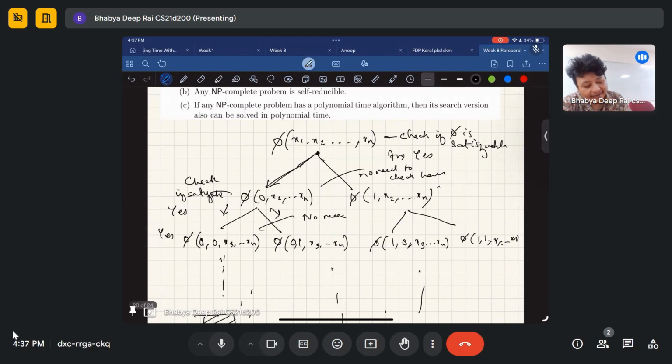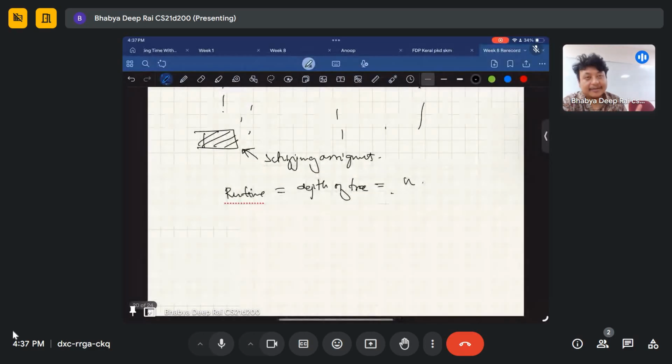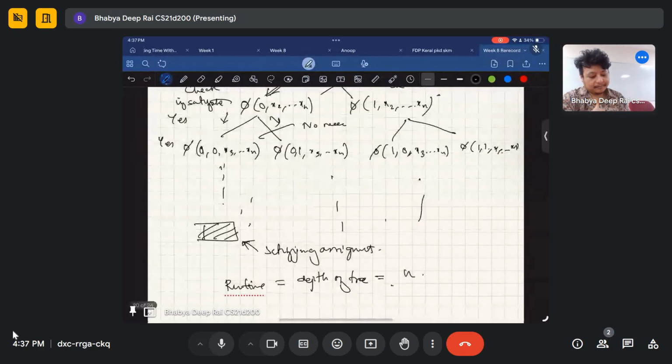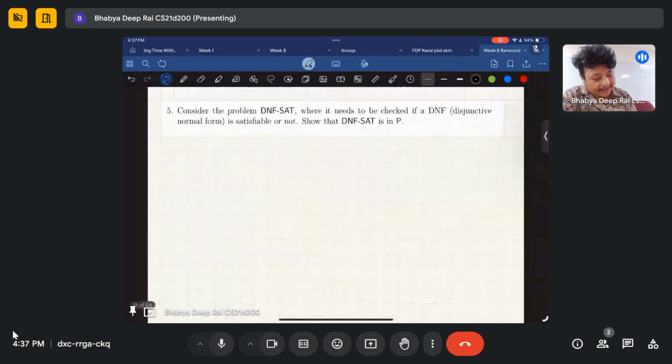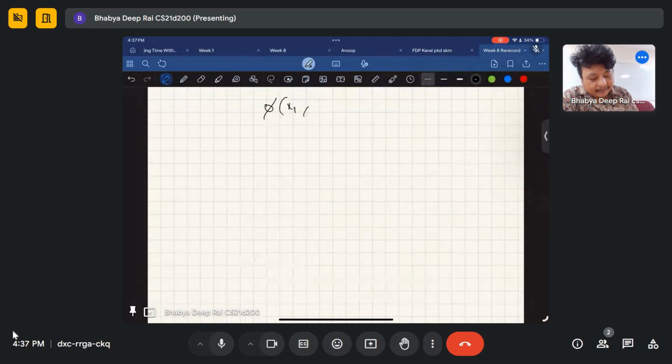Okay, and any NP complete problem is self-reducible. Now this is interesting. This is actually true. Why is it true? Because if I have any problem, let's say I have click, I'll transform it into a circuit. How? Using the reduction, because click is also in NP.